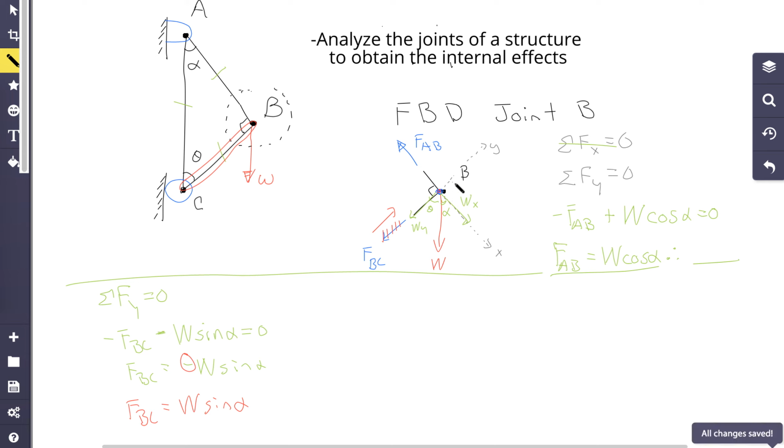We'll next talk about the method of sections, which will give us another strategy to find the internal workings of a structure.